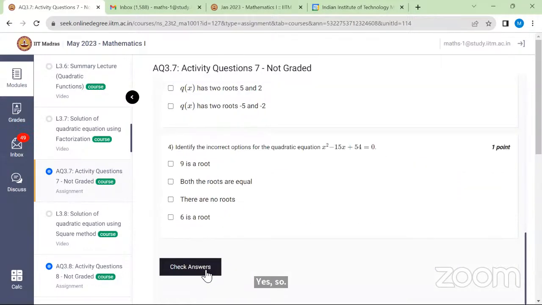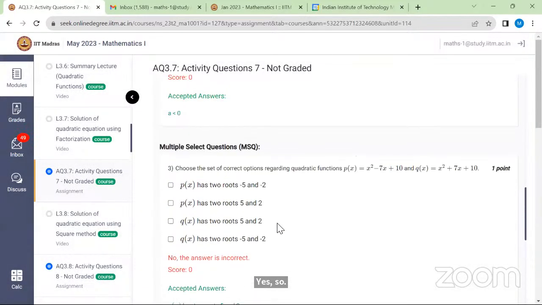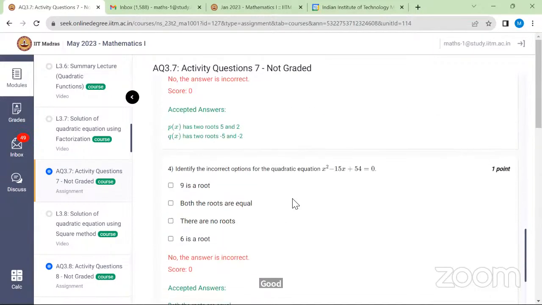The third one, any other question? Do you have any doubt in other questions? Sir, in the fourth. Which one? Sir, fourth. The fourth one. Okay. So identify the incorrect option.